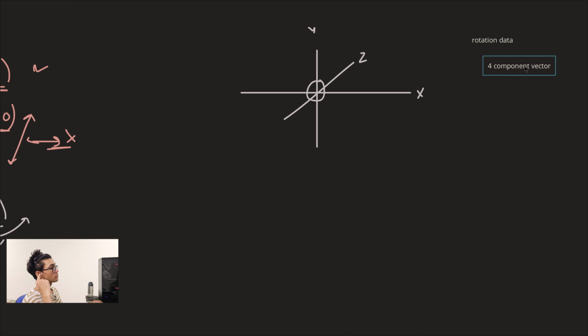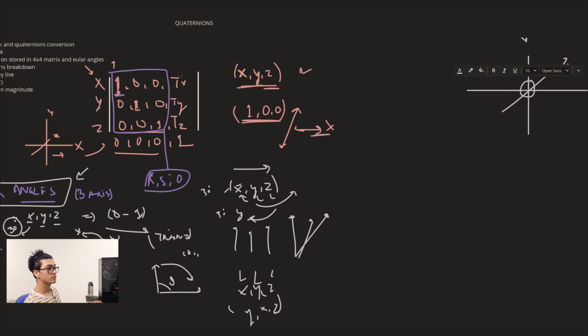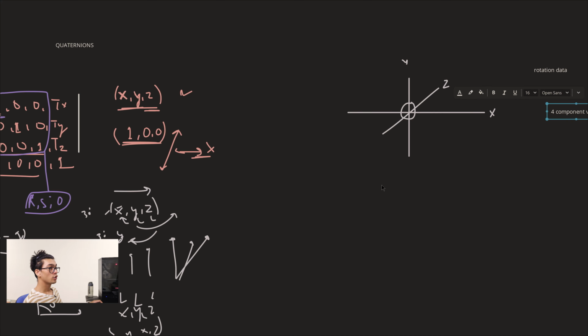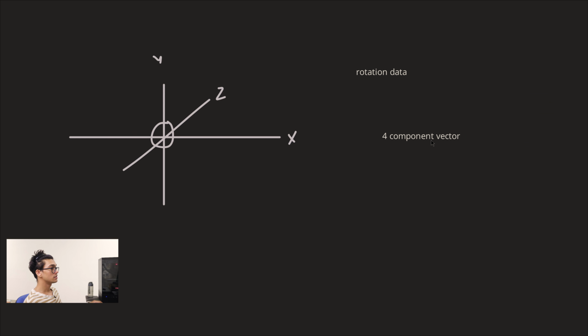Now this data is stored in this 4 component vector, and it is not stored in a matrix, right? It is stored as separate data. It acts as separate rotational data, and I will talk about the connection between matrix and this later. But this is a 4 component vector which stores the rotation value.